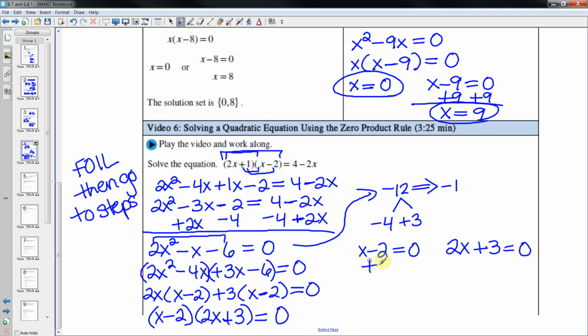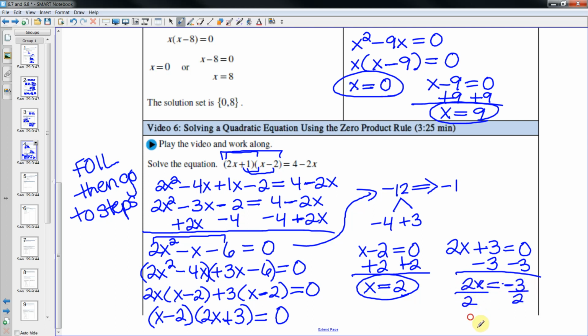And solve each one. So I'm going to add 2. So x equals 2. I'm going to subtract 3 on this other one. So 2x equals negative 3, divide by 2. So my other answer is x equals negative 3 over 2. There would be my second answer.